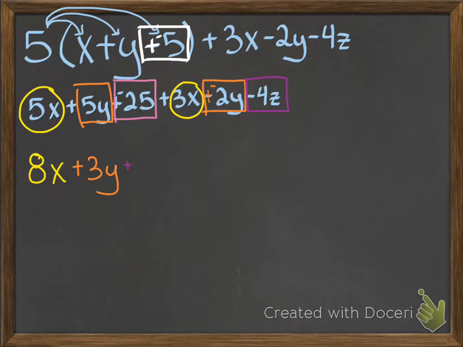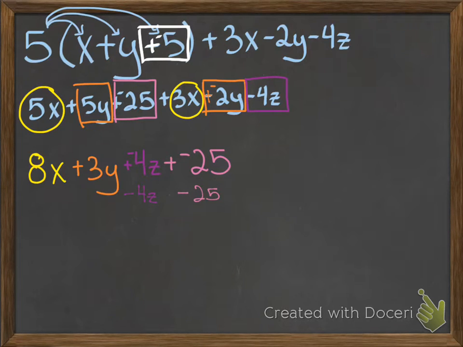Z is all by itself, so I'm just going to leave minus 4z, and I rewrote minus 4z as plus negative 4z because we're doing addition. So I'm trying to get only plus signs in here, addition signs. So that's the same thing though, right? Adding negative 4z is the same thing as minus 4z. It's the same thing, all right? And then last part, plus negative 25. Again, that's the same thing as subtracting positive 25.